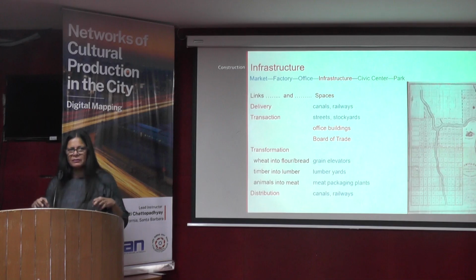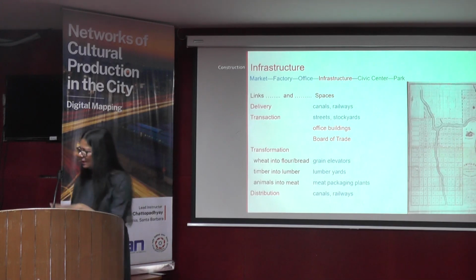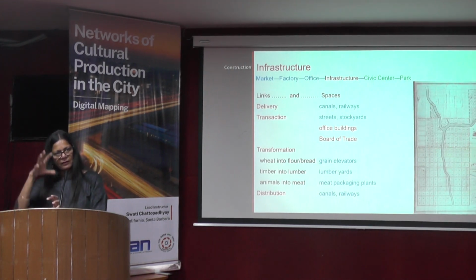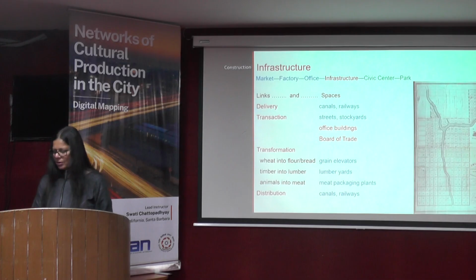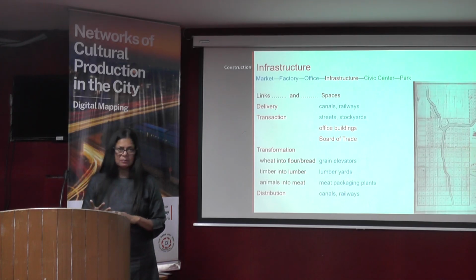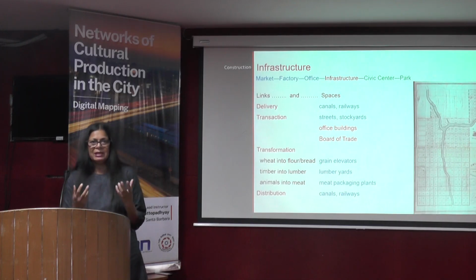If you think about infrastructure and city infrastructure of the 19th century, what we see in Chicago, you have to think about what is being delivered, the modes of delivery, what kind of transactions, and what are the spaces that are created because of those transactions. One of the important things about Chicago is that it not only had canals and railways built as infrastructure.